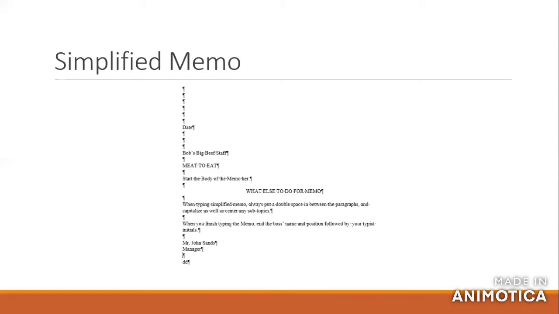So you started the memo, and then you put what else to do for memo in all caps. So that's telling you that you're moving on, even though you're still under the same topic, to a different subheading. And at the end of it, you would put the name of the person who's telling you to write the memo. So in this case, the manager, Mr. John Sands, and his title. And then under that, you would put your initials. It's pretty straightforward if you look at it.